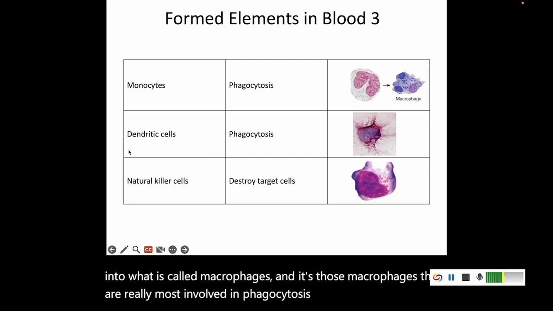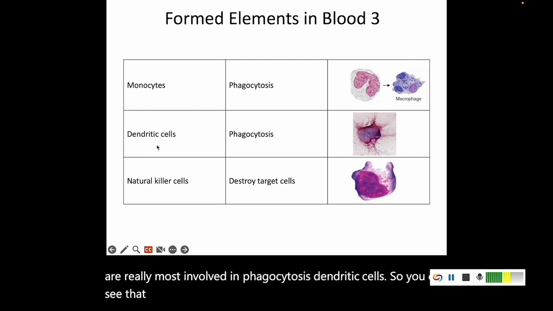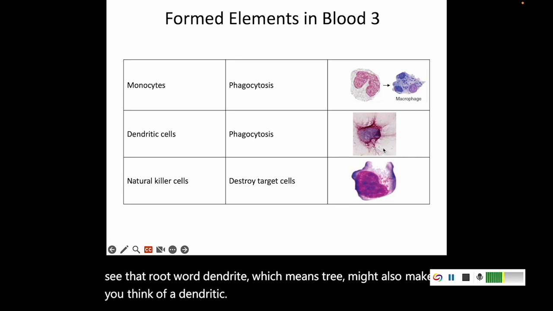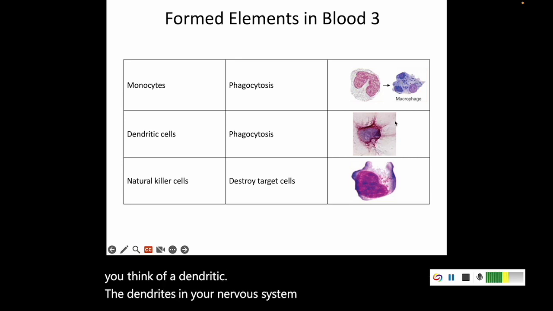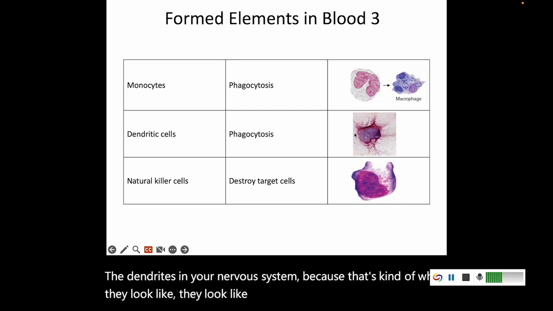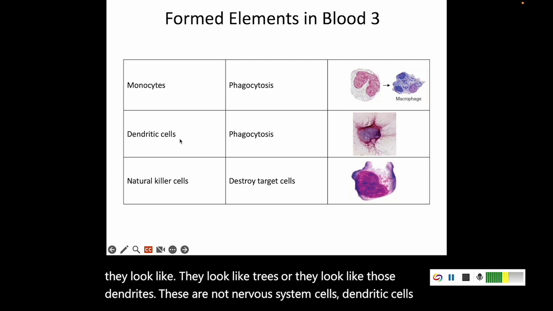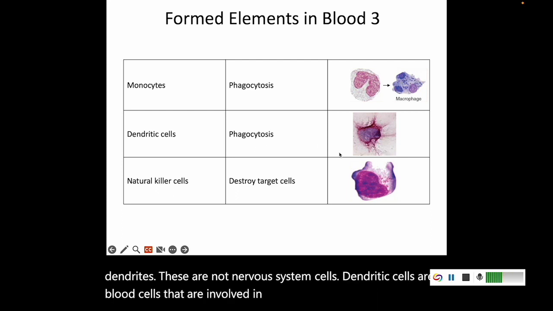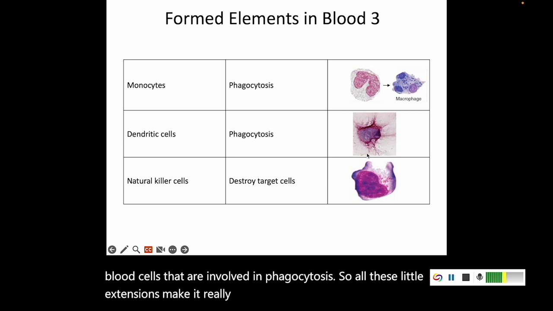Dendritic cells, so you can see that root word dendrite, which means tree, might also make you think of the dendrites in your nervous system, because that's kind of what they look like. They look like trees, or they look like those dendrites. These are not nervous system cells. Dendritic cells are blood cells that are involved in phagocytosis. So all these little extensions make it really good for wrapping around and grabbing pathogens and destroying them.